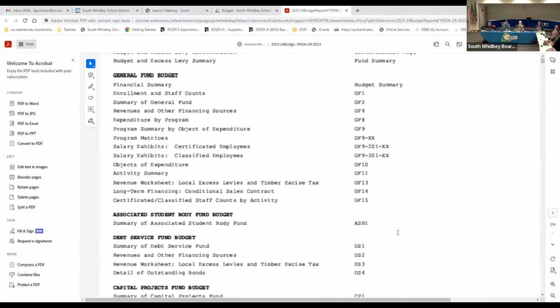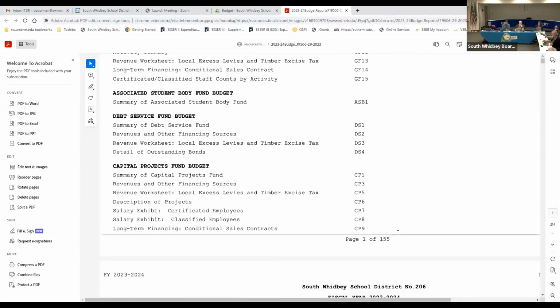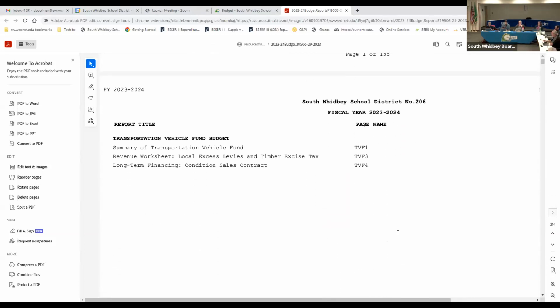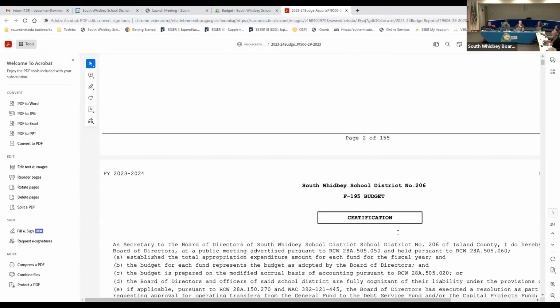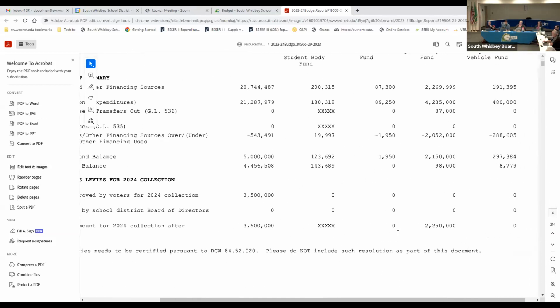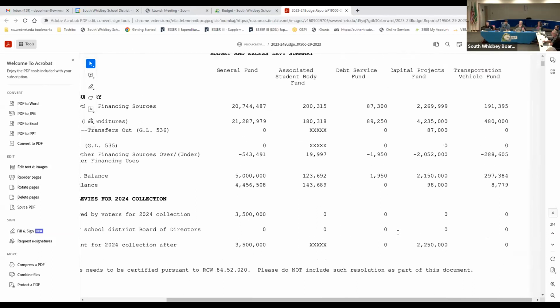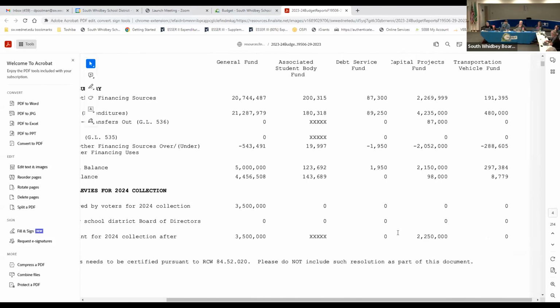So there's the official OSBI document, and it goes on for 155 pages. But it will have basically everything I've shared with you. So, like here's the revenue and expenditure by account and all those different things. But it also goes into more detail. It'll tell you how many staff members by program and all those things. So it has a lot more detailed information. If anybody's interested, it's out there.